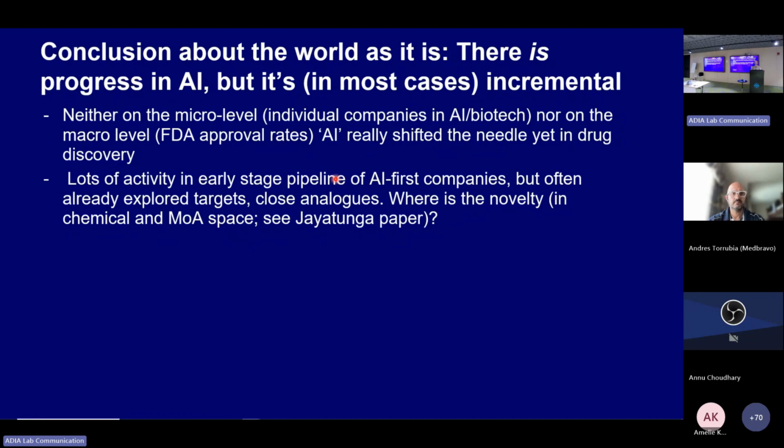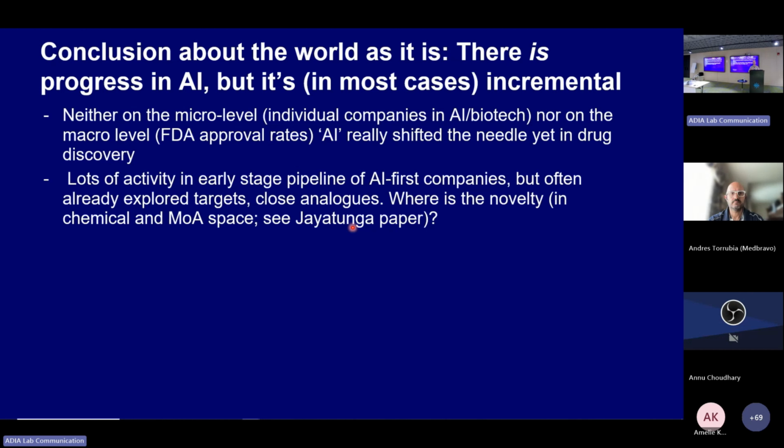Biomarkers is one of the big success stories though, stratifying patients where you understand enough of disease: 3-fold higher success rates in clinical trials. There's lots of activity in early stages, but it's often, and that's in this Nature Reviews Drug Discovery paper, explore targets, close analogs. So it's just redoing things that people have done before.